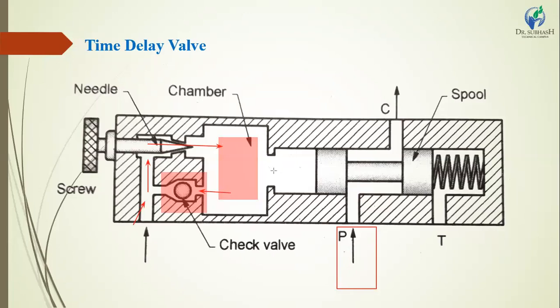At this point, the spool is moved from its original position to the right side position, and hydraulic oil passes from P to C. This is its first condition, called an extended circuit.